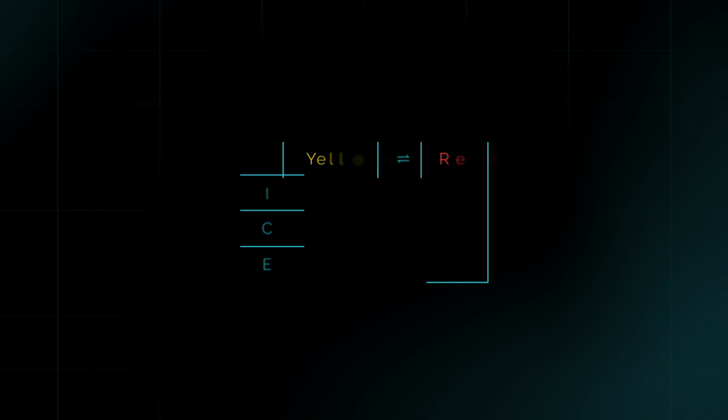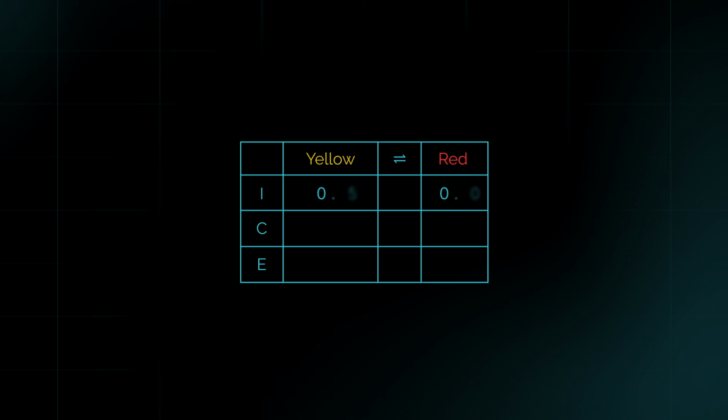First, we fill in our initial values. For the change row, we use X to represent the amount of yellow molecules that convert to red. Since the reaction has one-to-one stoichiometry, every time we lose some yellow molecules, minus X, we gain an equal number of red molecules, plus X. Adding the initial and change rows gives us the equilibrium concentrations.